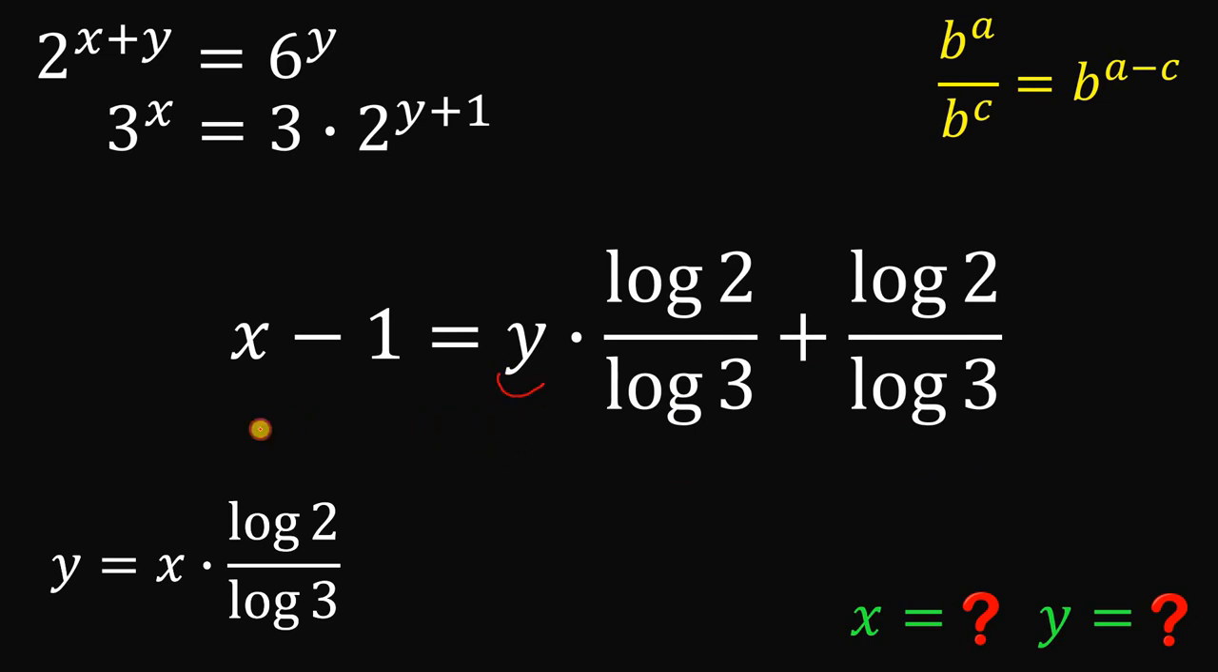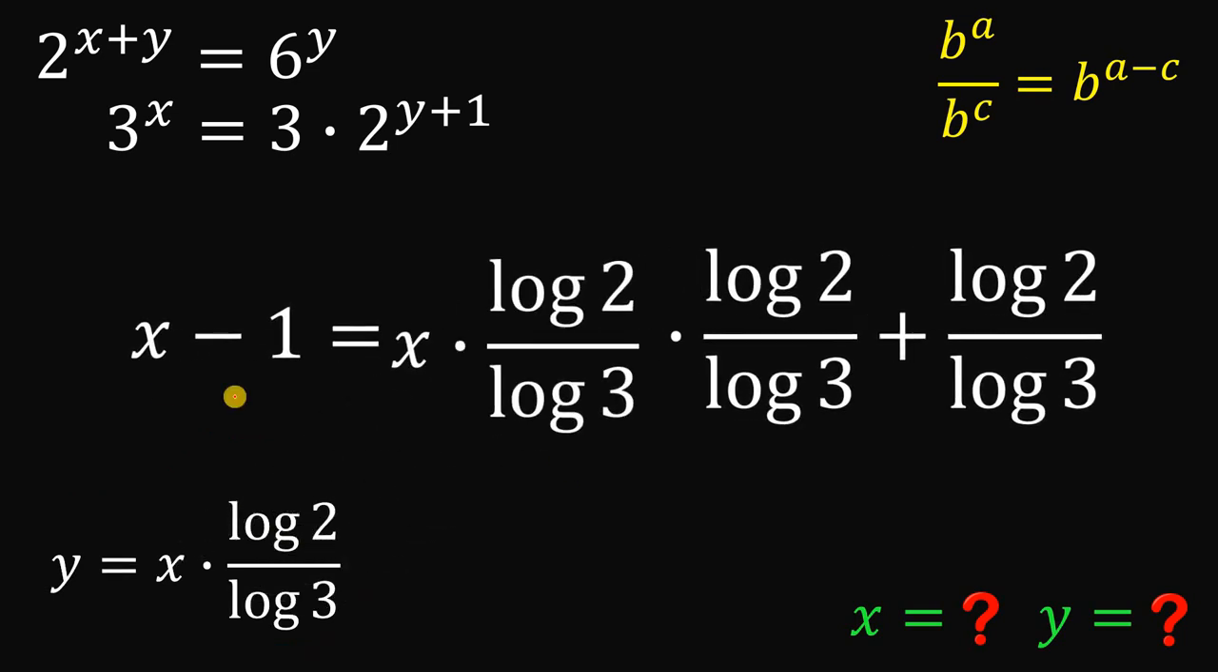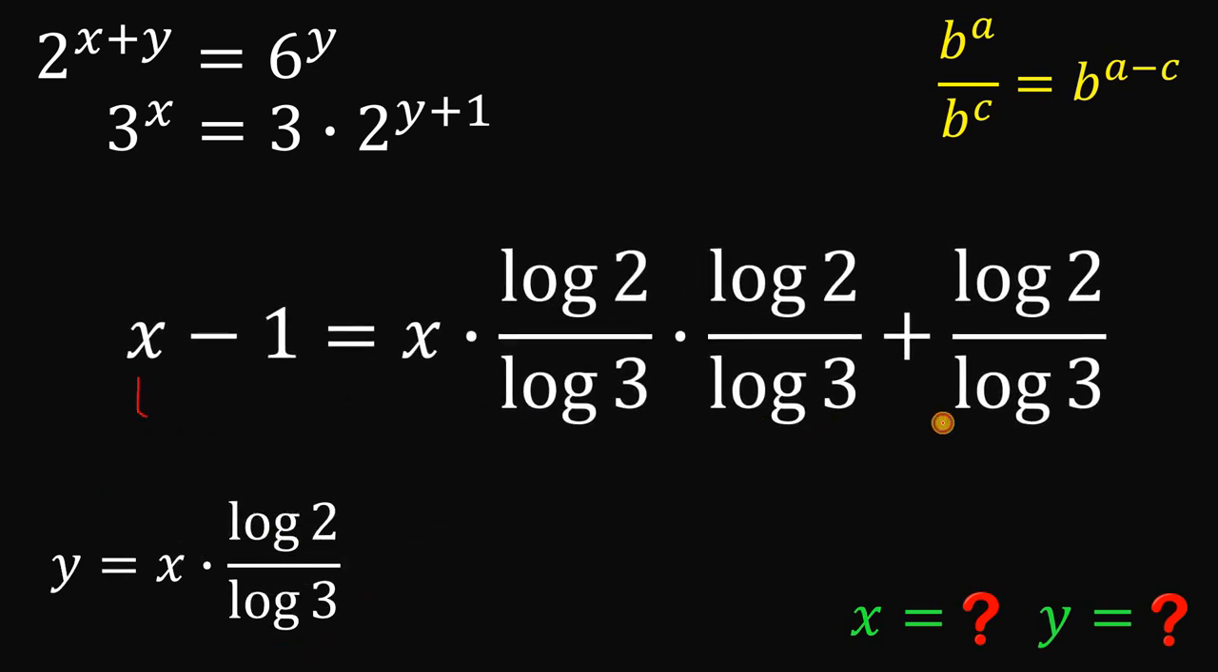Now, we are ready to solve for the value of x. Why? Because we now have the value of y in terms of x. Because y must be equal to x multiplied by the logarithm of 2 over logarithm of 3. So we can substitute this y with its value like this. Now, we have an equation in terms of x.